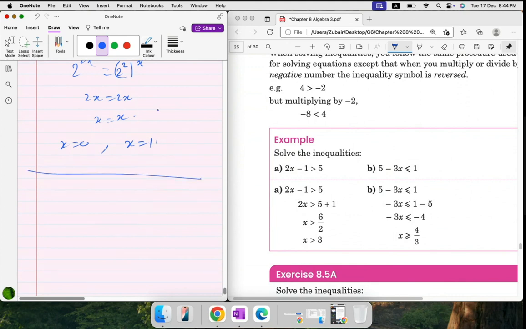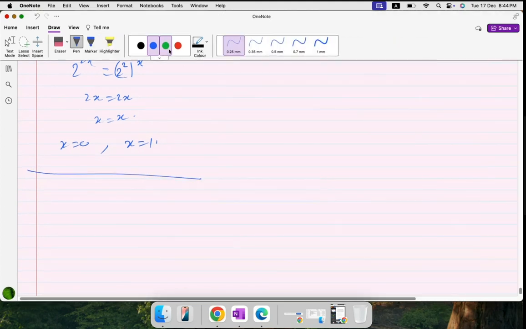Inequalities. There's only one thing you need to be careful about. For example, the question is 2x plus 4 is equal to, let's say, 10. So 2x is equal to 10 minus 4, 2x is equal to 6, x is equal to 6 by 2, x is equal to 3.